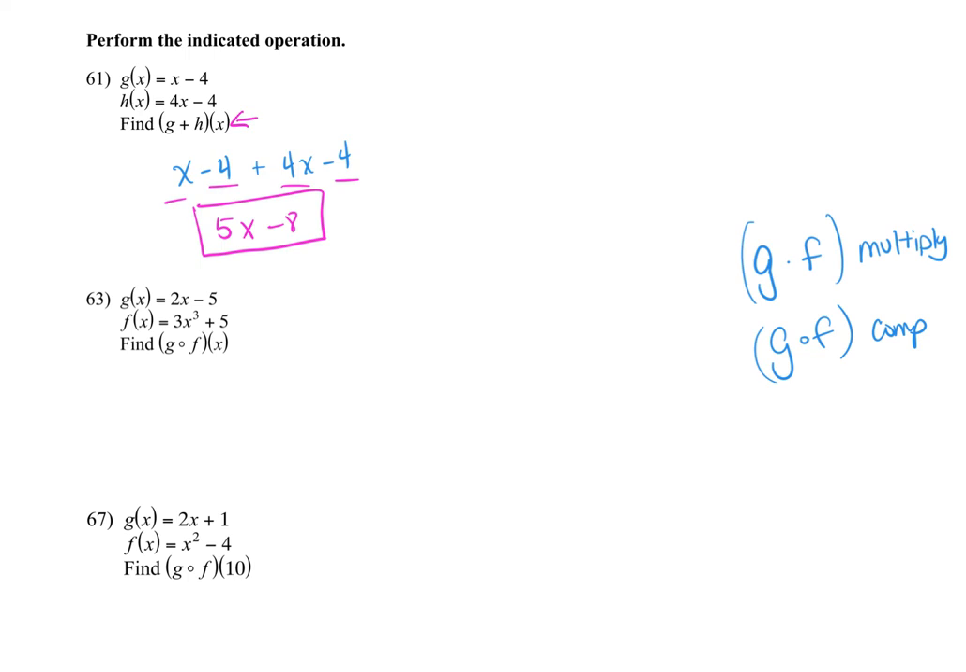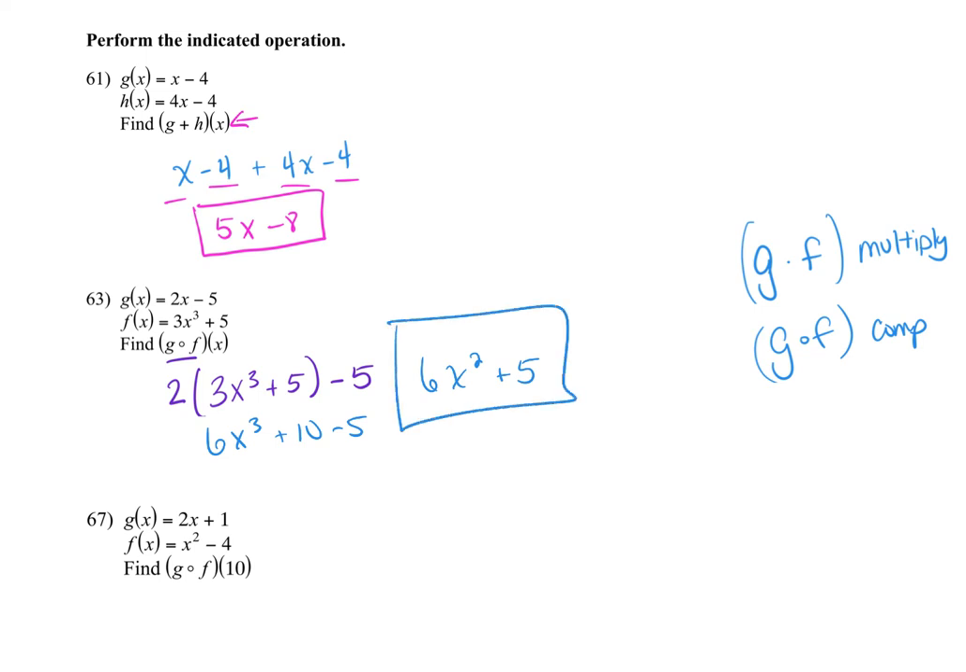Composition means put one in the other. g of f means put f inside of g. So instead of an x in g, I'm going to write f. And then I'm going to finish g. So this is 2x minus 5. That means I need to distribute my 2. 6x cubed plus 10 minus 5. That is 6x cubed plus 5. That is my answer as well. That's supposed to be a 3. So composition just means put one inside the other.